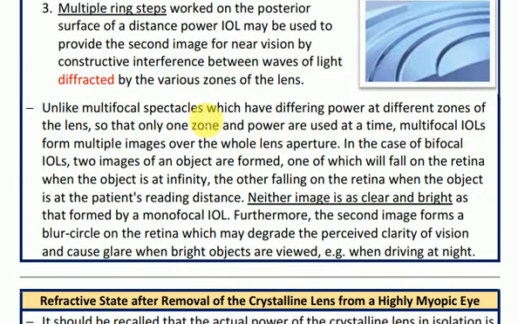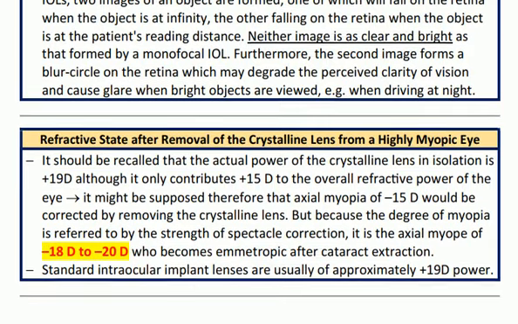Unlike multifocal spectacles, which have very different power at different zones of the lens, so that only one zone and power are used at a time, multifocal IOLs form multiple images over the whole lens aperture. In the case of bifocal IOLs, two images of an object are formed, one of which will fall on the retina when the object is at infinity, the other falling on the retina when the object is at the patient's reading distance. Neither image is as clear and bright as that formed by a monofocal IOL. Furthermore, the second image forms a blur circle on the retina, which may degrade the perceived clarity of vision and cause glare when bright objects are viewed when driving at night.